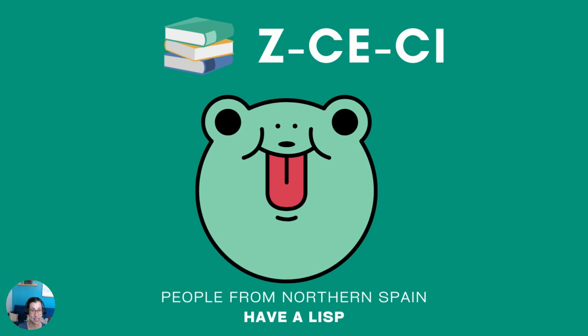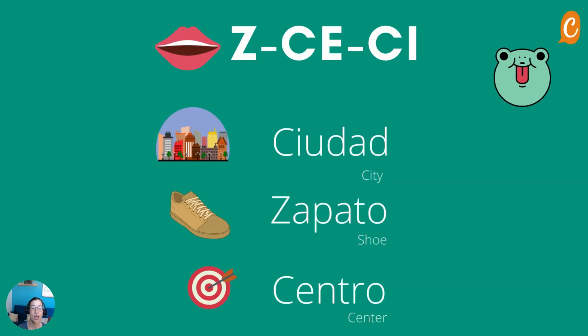Moving next to letter Z, and C before E and I. This in northern Spain, and it's the variation of Spanish that you're going to hear if you're walking the Camino or most of the Caminos, is the th sound. So it's like a TH in English. It's putting your tongue between your teeth. And let me show you some examples. We have ciudad, which is city, zapato, which means shoe, or centro, which means center.